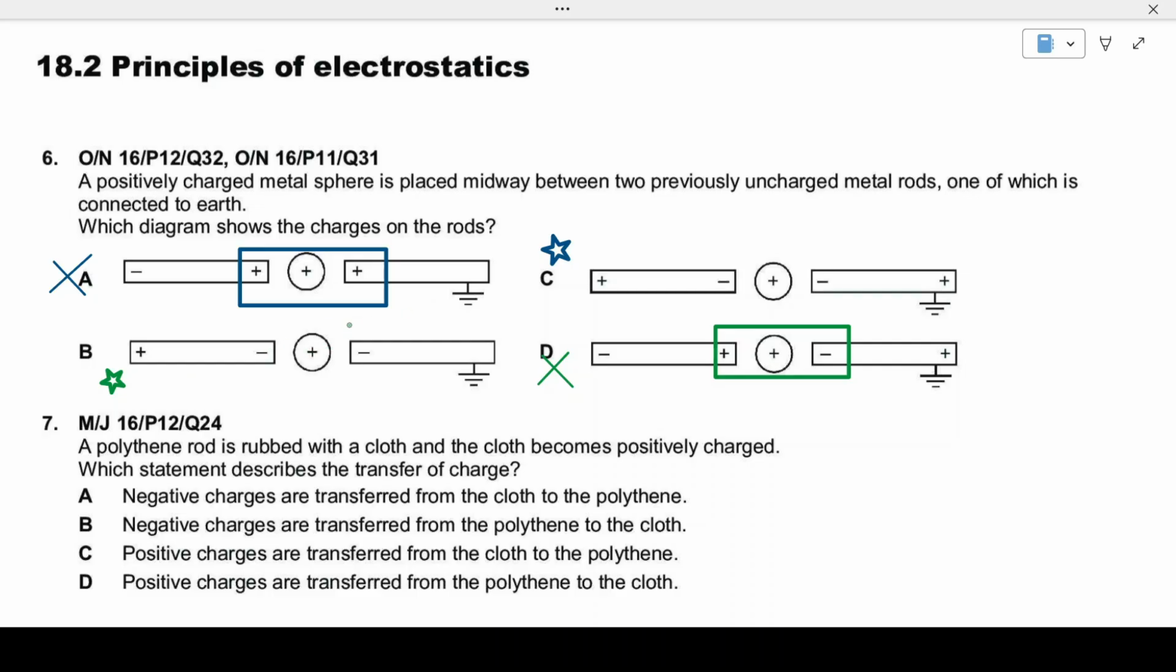Let me tell you one thing. If there were no earth wire, or there was no connection to the earth, C would have been the right answer, with no earthing. Because if one of the sides is earthed, it means the other side which is connected to the earth should be neutralized. So that leaves us with option B.